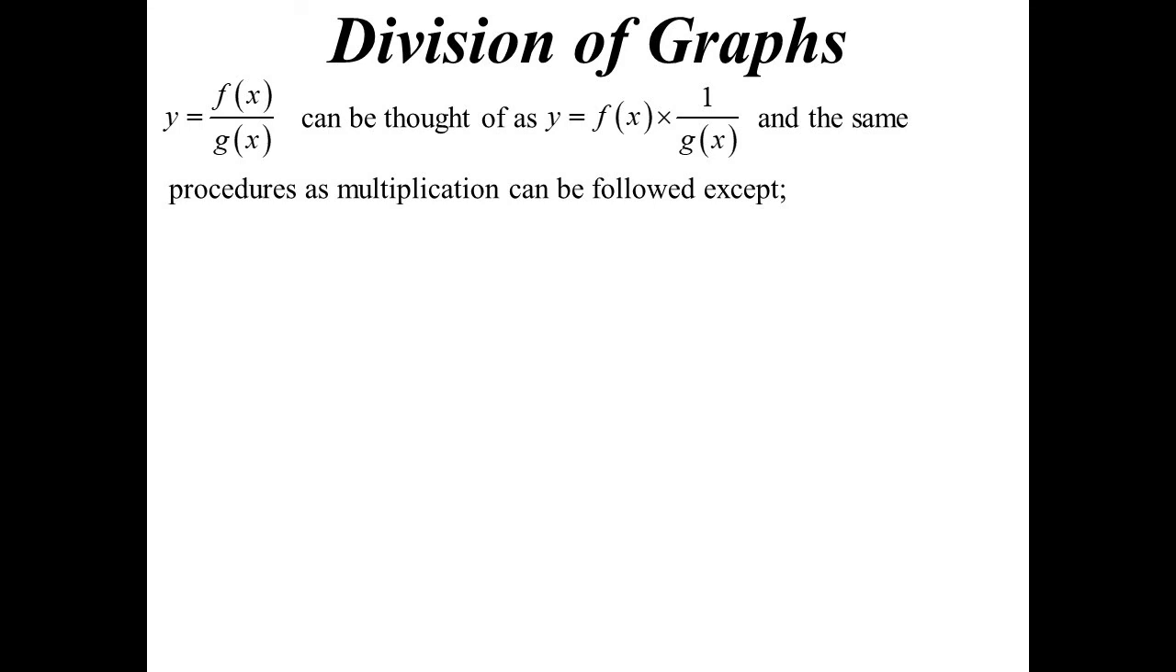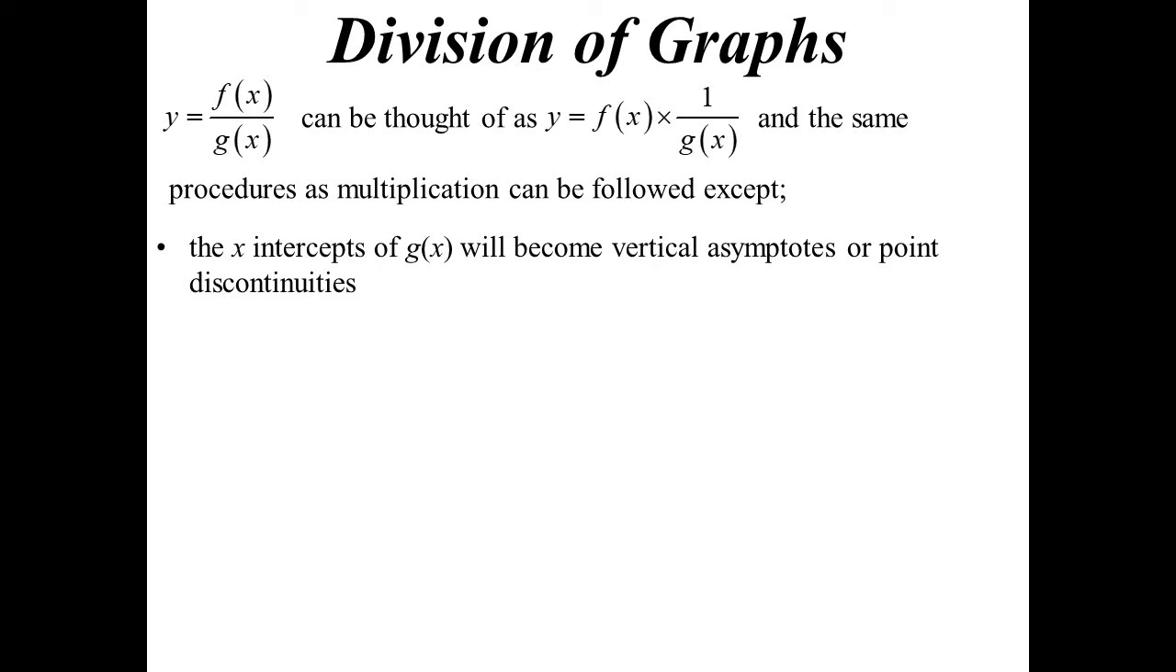Okay, division. Again, just like I did with subtraction, where I said I'm thinking of subtraction as adding the negative, I can do a similar thing with multiplication. I'm dividing by g, but what I'm really doing is multiplying function f(x) by its reciprocal of g(x). So all the same procedures can be followed, except now the x-intercepts of g(x) will become vertical asymptotes, because they're now on the bottom of the fraction, and so they can't equal 0. So we know they may be point discontinuities, but we certainly know it's not going to be in the domain.